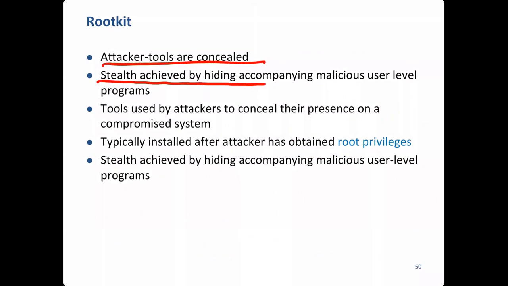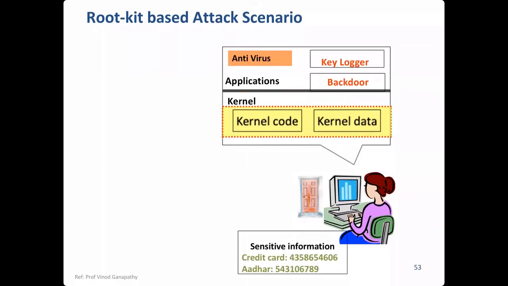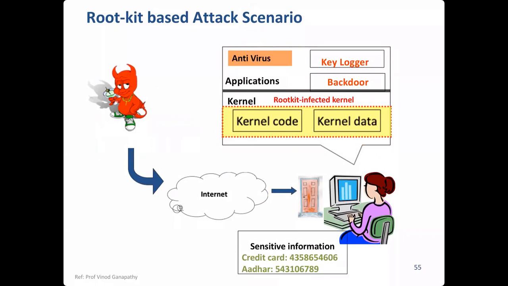This is achieved by hiding the accompanying malicious programs and so on, right? It is typically installed after the attacker gets root privileges. So in the example here, this is the kernel part of the OS, with kernel code and kernel data. Then it can install a keylogger and backdoor, which will have high privileges. And then a criminal can, from outside, use the internet and the backdoor to get into the system and steal information.